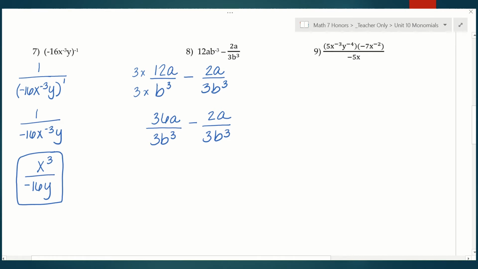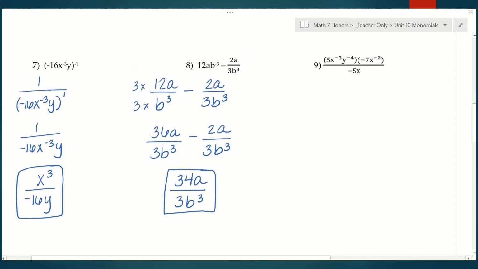So if you look at the numerators, 36a minus 2a is 34a. And remember, when we subtract fractions, we keep the denominator the same. So my answer looks like that. It's a little tricky, I know. Don't worry too much about seeing problems like that this year.